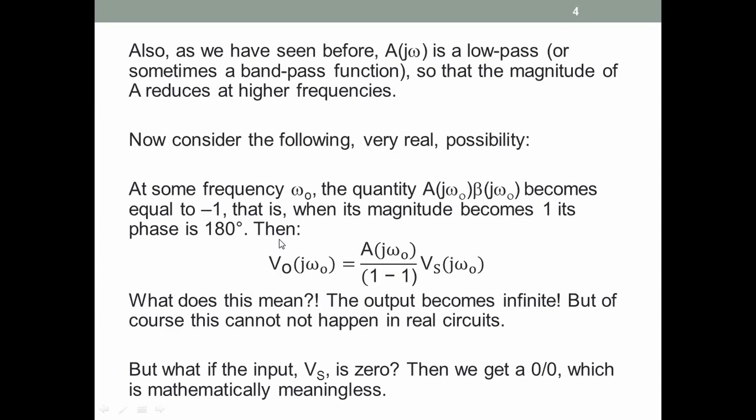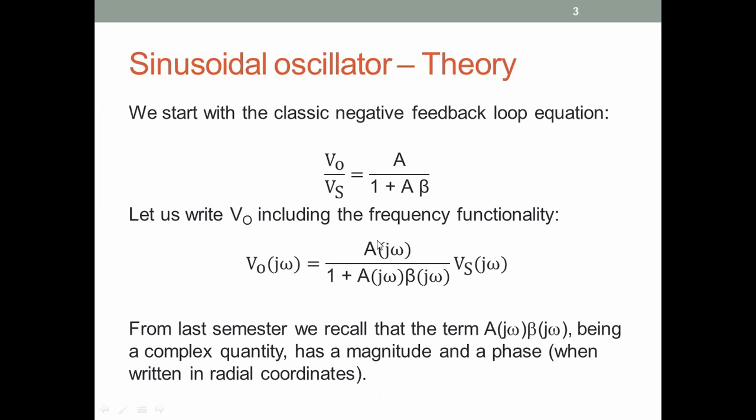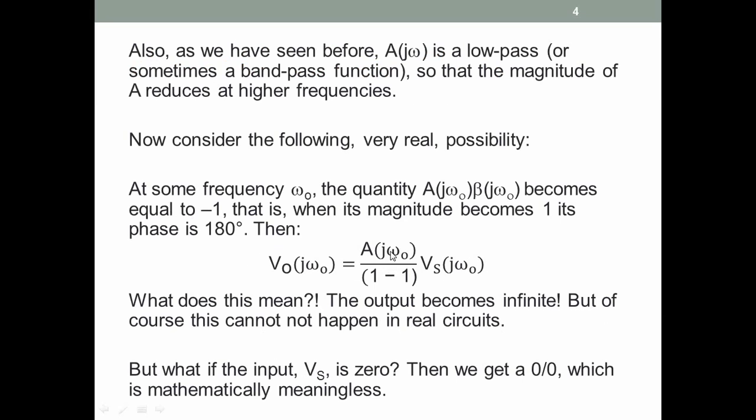So what happens then? You go back to this equation here, A over 1 plus A beta. A beta becomes equal to minus 1. So we get A over 1 minus 1 into Vs. What does this mean? The denominator has 1 minus 1, which is 0, and therefore the output would become infinite. But of course this cannot happen in real circuits.